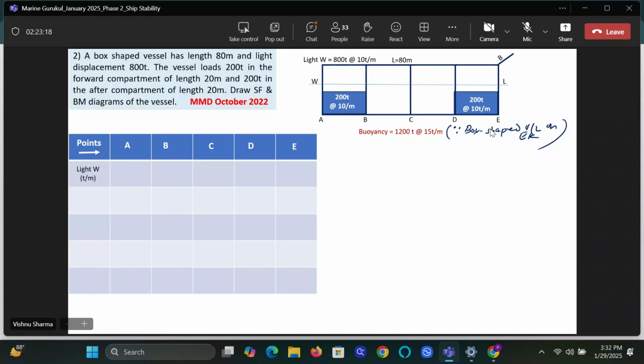Light displacement, you'll divide between A and E. And this is how the light displacement would come. Weight of the cargo, you'll divide at A, B, D, and E. Reasons you already know, guys. Have I filled in the cargo weights correctly? Just see, guys. Right? Yes, sir. And then we'll have the total weight, and we prefix it with minus.